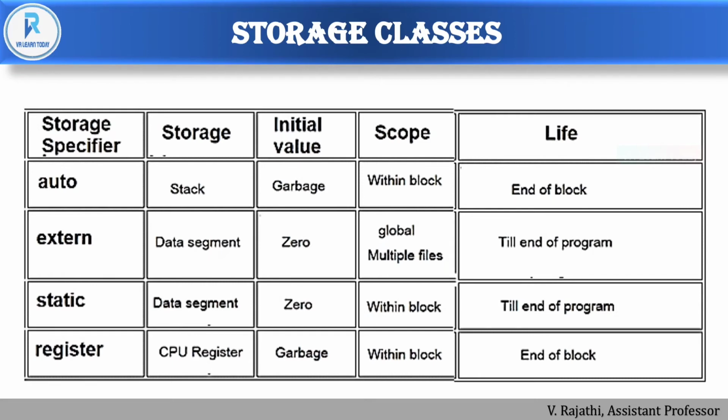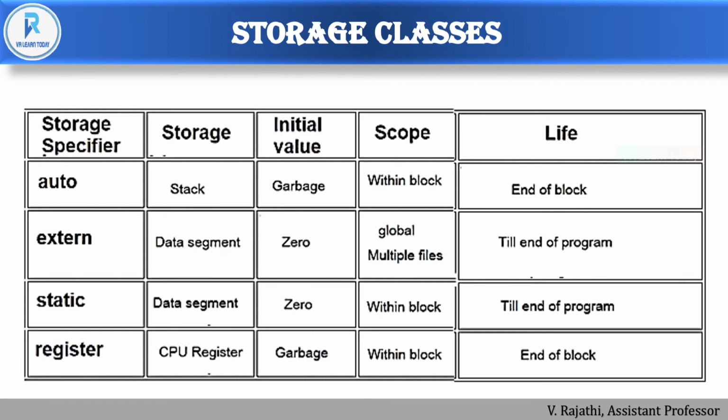This is the final conclusion of all storage classes with initial value and scope. The auto storage class is stack, the initial value is a garbage value, the scope is within a block or within a function, and the life is till the end of the block. Extern is data segment storage, the initial value is 0, the scope is global across multiple files, and the life of the variable is till the end of the program. For static, the storage is the data segment, the initial value is 0, the scope of the variable is within a block, and the life is till the end of the program.